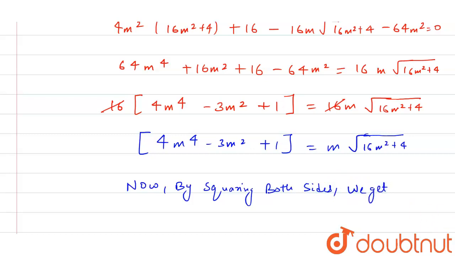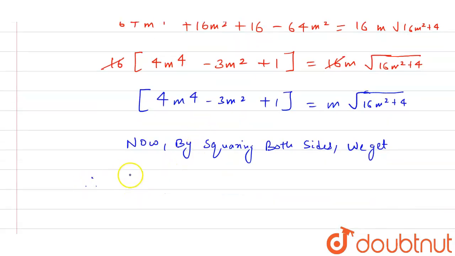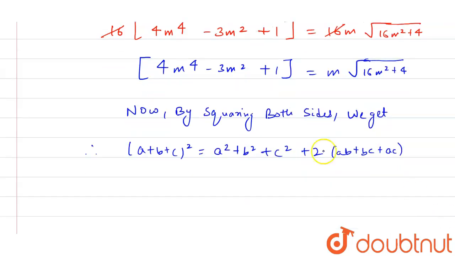we get, we know the formula for a plus b plus c whole square, that is equal to a square plus b square plus c square plus 2ab plus bc plus ac. So now using this formula, it will become 16m power 8. Similarly, this will become plus 9m power 4, and now this will become plus 1, and that is plus 2 of ab.